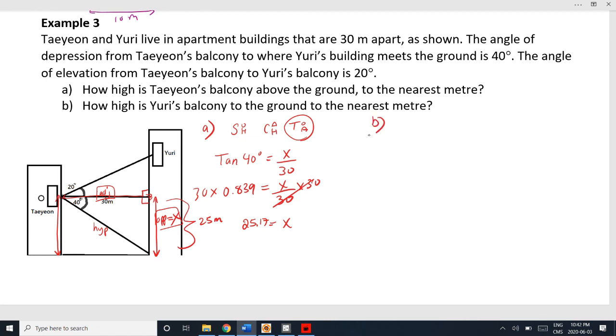So let's do solution B here. How high is Yuri's balcony to the ground to the nearest meter? So Yuri lives up here. What we're going to have to do is find this distance here using the angle of elevation. We're looking at this upper triangle here, and we want to find what this distance is. And we're going to have to add it to the 25 meters that we already found. So let's go ahead and do that.